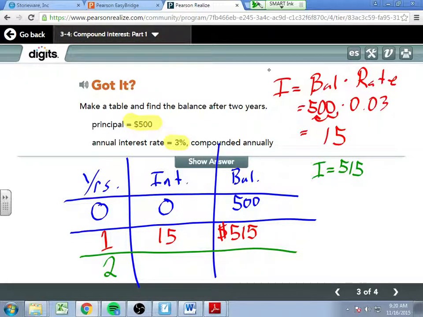So then I calculate my interest based off the $515 times 0.03. Again, I could find 1%, which is going to be 5.15, and triple that will be $15.45.